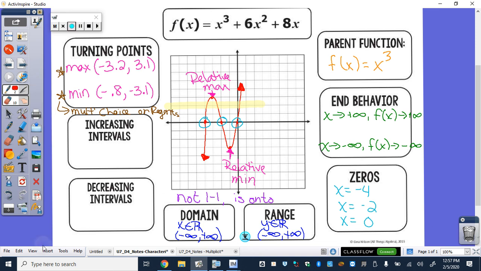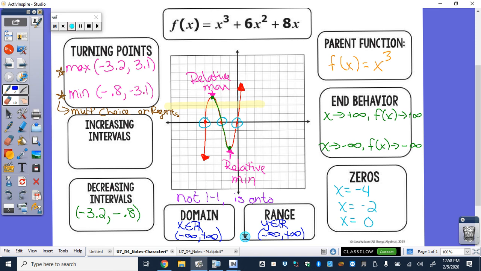So then our last ones here, increasing and decreasing. This has 2 increasing sections, 1 decreasing section. So I'm going to go to my decreasing section first. It decreases from my maximum value down to my minimum value. I just got those x values. So my maximum was at negative 3.2. My minimum was at negative 0.8. So that was my decreasing piece, from my max down to my min. Remember, we always use x's for those increasing and decreasing parts.